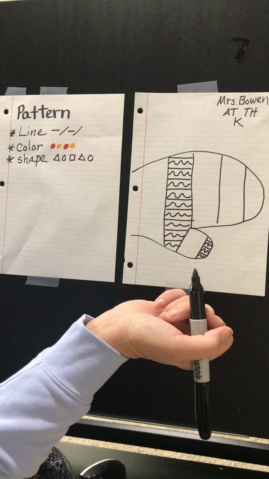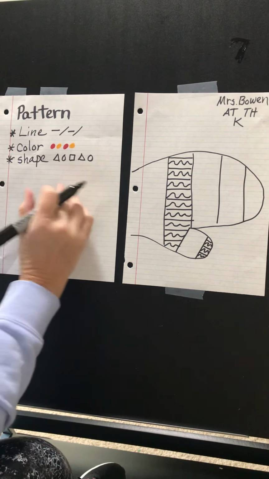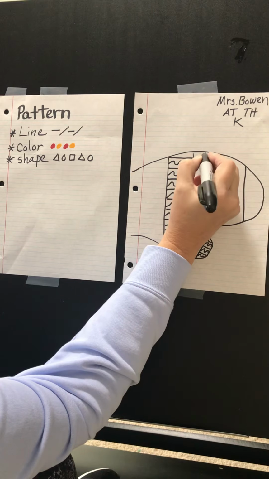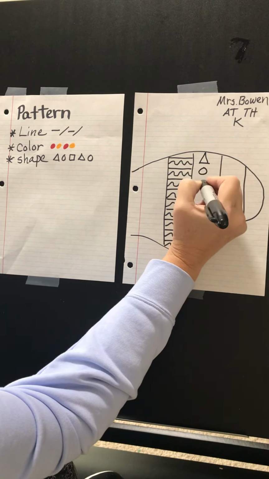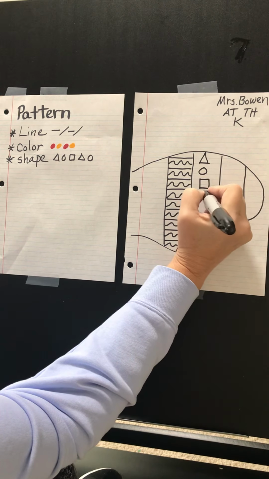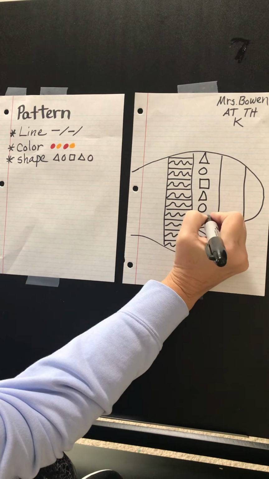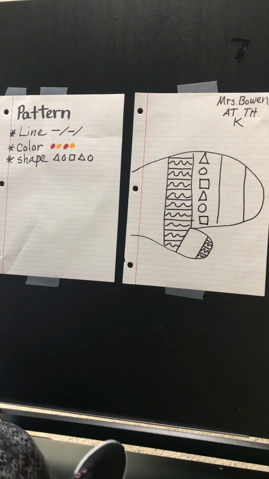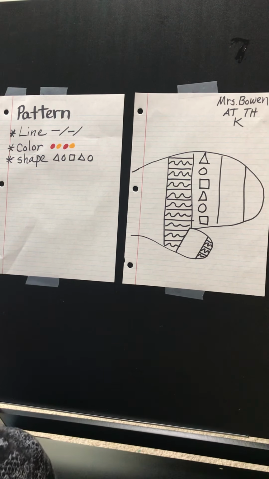So let's try that over here. Let's just do what we had on our learning intentions. Let's do triangle, circle, square. Triangle, circle, square. How about that? All right, now let's come up with something else.